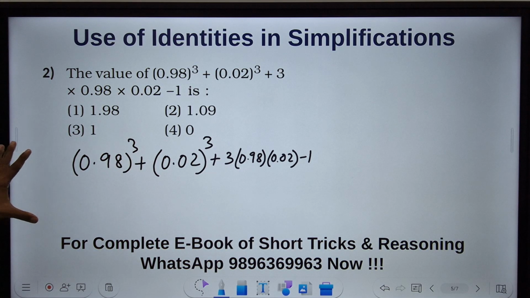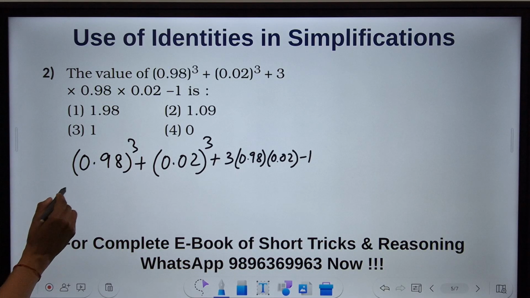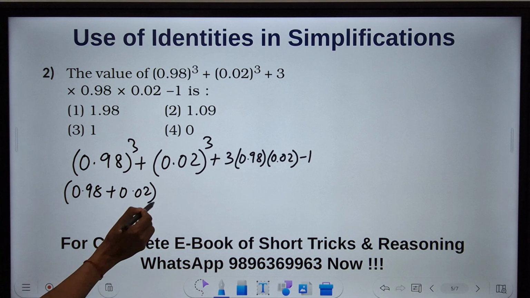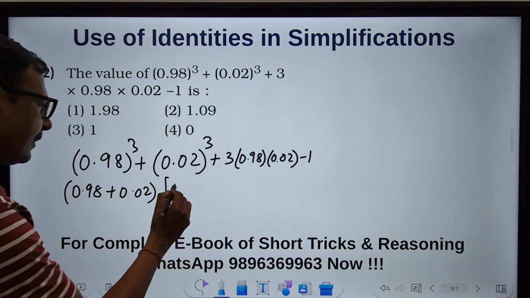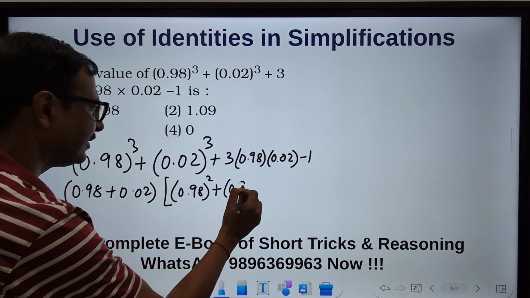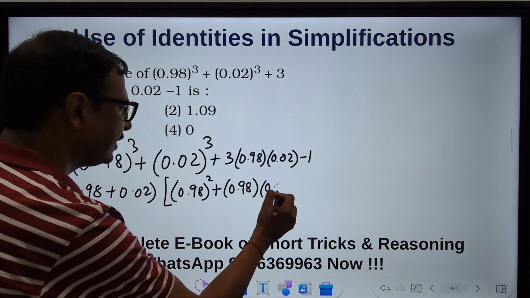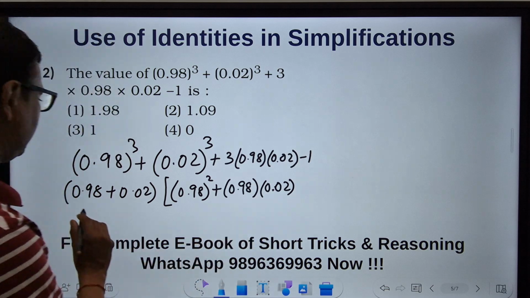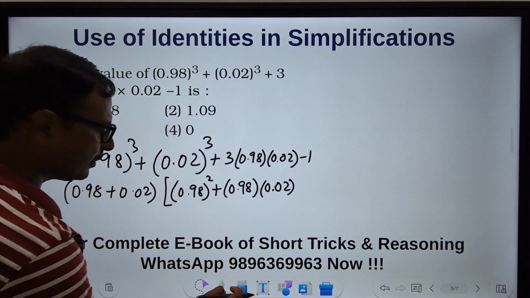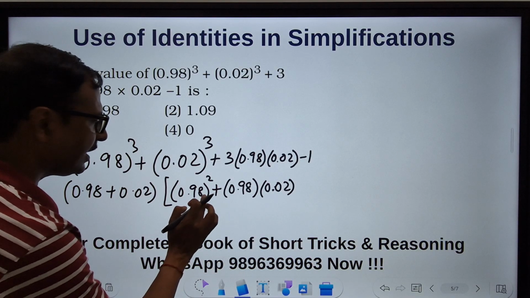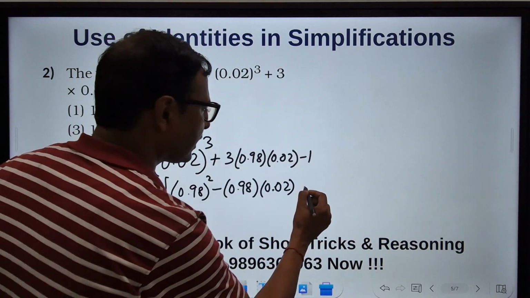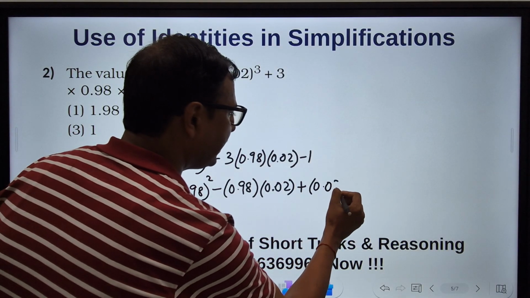Only thing that matters is the identity form, a cube plus b cube. So that is a plus b, that is the first factor. What about the second factor? a square plus ab, and then a plus b whole square, right? a cube plus b cube, right? So a plus b, this term is wrong. This is, I think, a square minus ab and then plus b square. Here we have the applied identity.